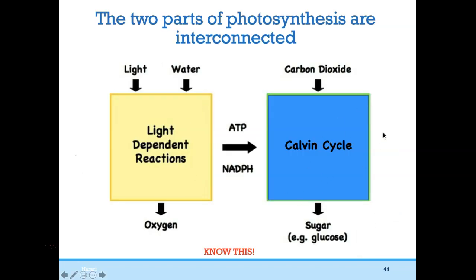So I really like this picture. I think you should definitely memorize it and make sure you're able to reproduce it on your own. You can see that the inputs to the light-dependent reactions are light and water. Out we get oxygen. The ATP and NADPH from the light reactions feed into the Calvin cycle with carbon dioxide, and out we get carbohydrates.